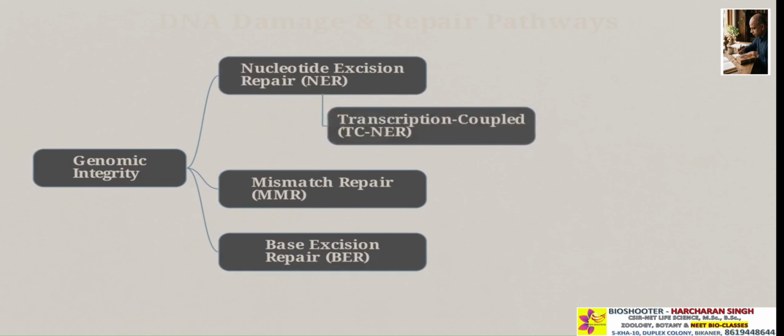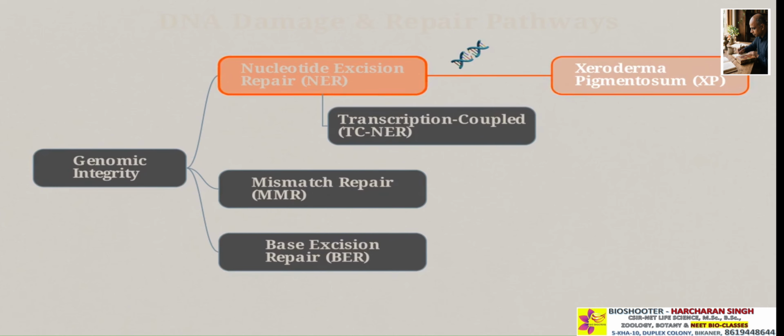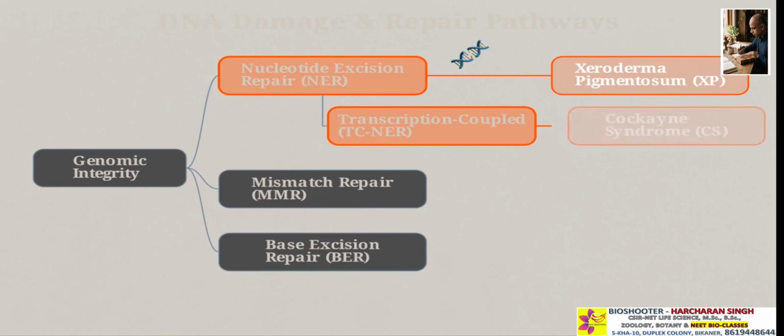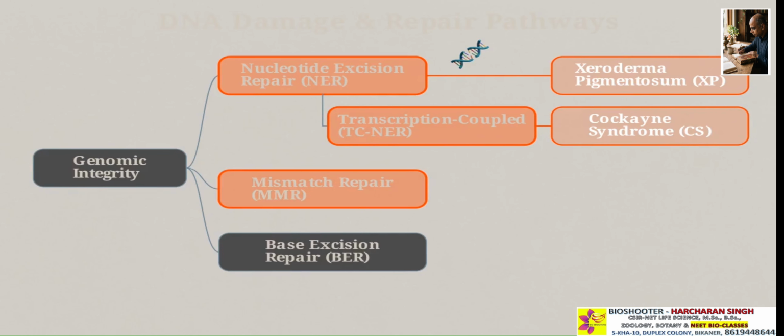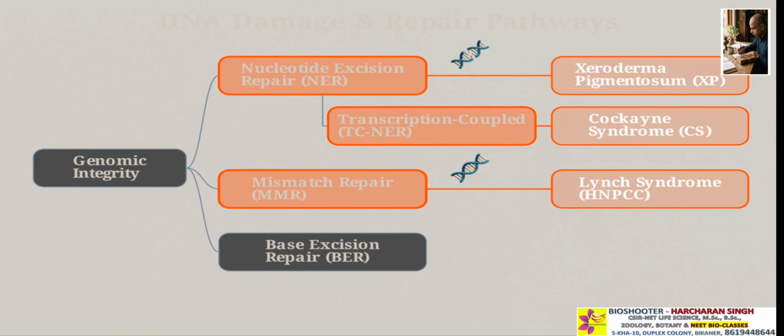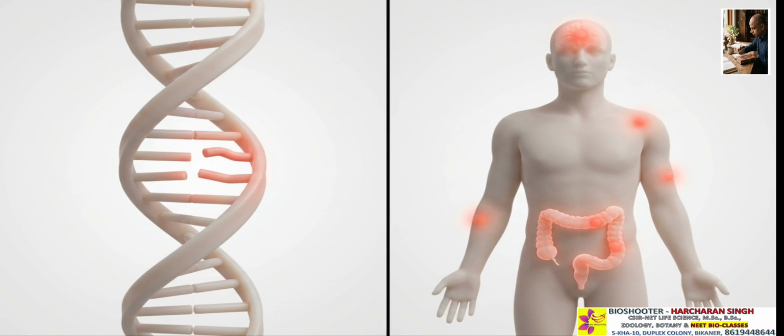Returning to our taxonomy tree, we map inherited mutations in these pathways directly to human pathology. A defect in core NER genes causes xeroderma pigmentosum. Failure in TC-NER triggers Cockayne syndrome. Losing MMR capabilities drives massive microsatellite instability in Lynch syndrome. These devastating clinical phenotypes, ranging from extreme cancer susceptibility to premature neurodegeneration, are the macroscopic manifestations of microscopic enzymatic failures.